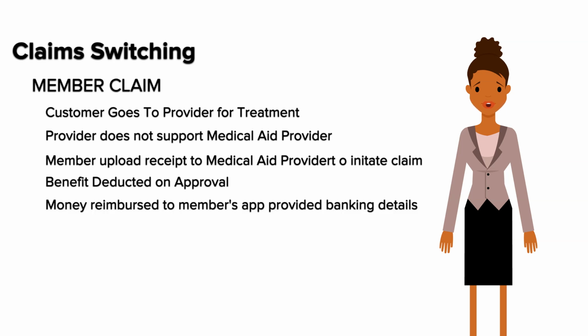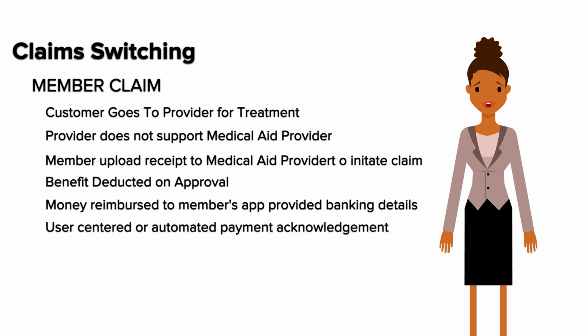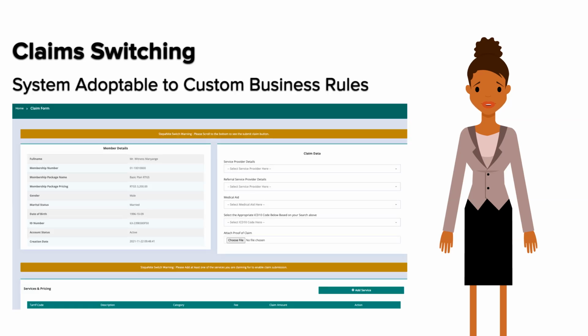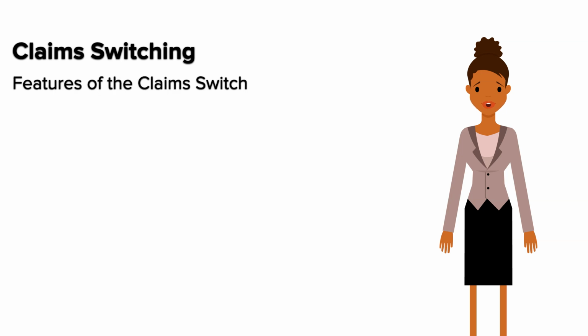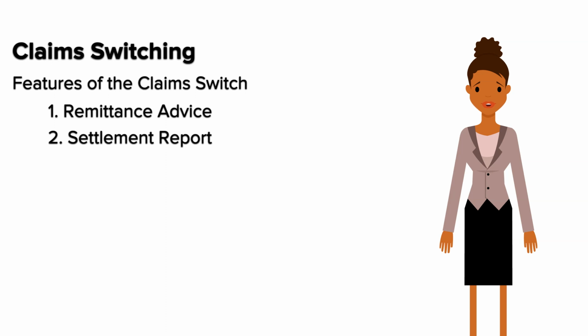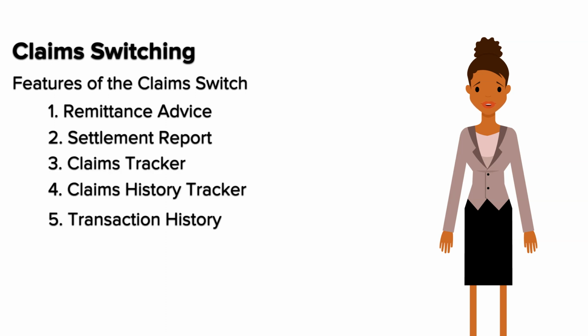The app has a button on the claims which allows the client to acknowledge payment as it has been processed and they receive the funds. If they do not approve manually after the finance manager marks the claim as paid in 14 days, it will automatically mark it as completed. All processes in the switch are adjustable to a health insurance's needs. The claims switch has 5 main features: Remittance Advices, settlement reports, claims tracking, claims history tracking, and transactions history.